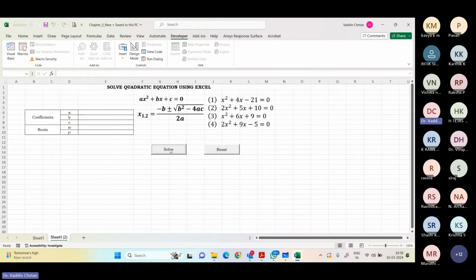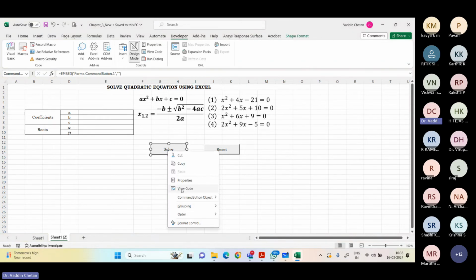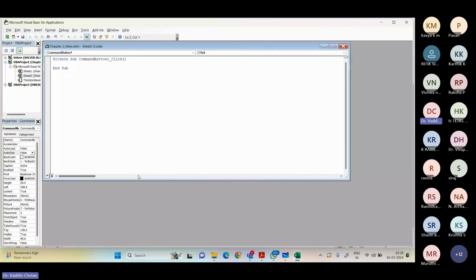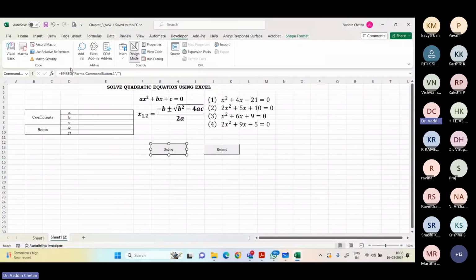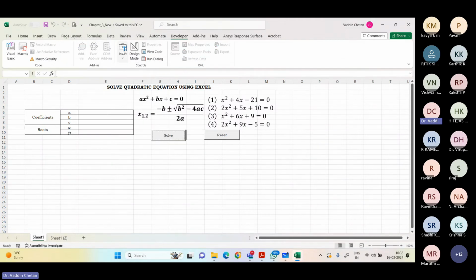One is solve, second one is reset. But if you press this, it should execute, right? But it is not executing. So that means I need to embed the code there. For that, I will go with the design mode. I will right click on this and I will have an option called view code. I will go to this. Here I can see that I need to write a code here. So now I will not write the code, right? Because of the time constraint, I will take an already written code and I will explain how exactly I got that.